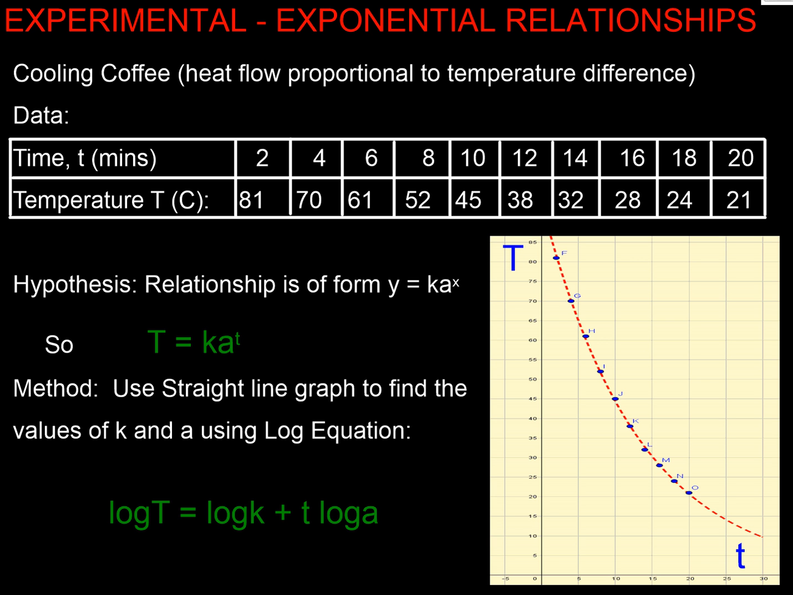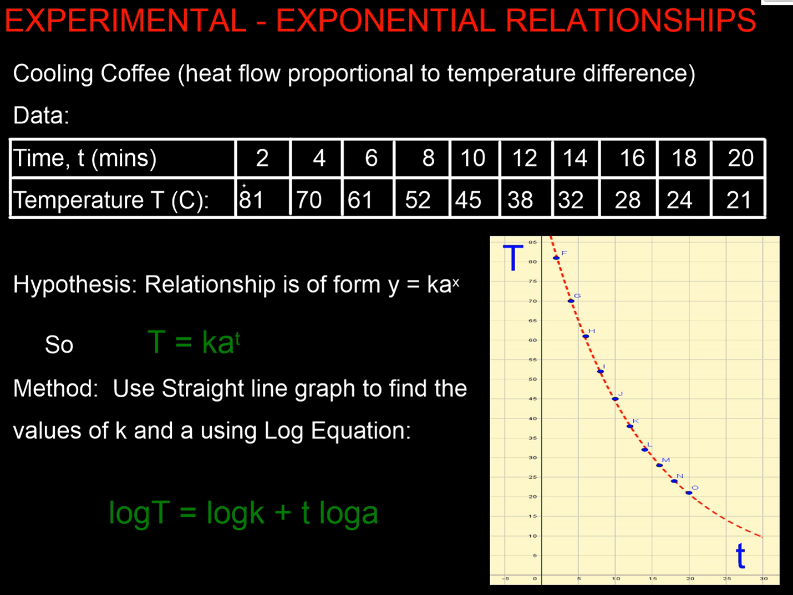Okay, let's have a look at this one. Cooling a coffee. So I make some coffee, it's boiling hot, and it starts to lose its heat. This is an exponential relationship because the heat flow is proportional to the temperature difference. So as the temperature difference drops, so the heat flow drops, so the temperature reduction slows down, doesn't it?